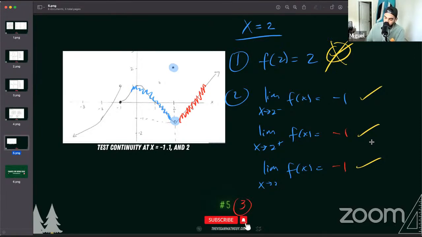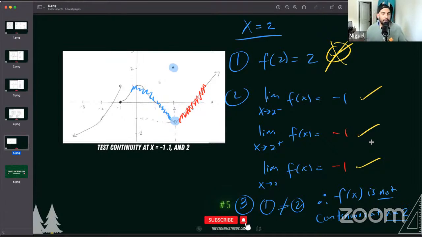So again, for step 3, step 1 does not equal step 2. Therefore, f of x is not continuous at x is equal to 2. This is exactly what you have to do. So if you're taking calculus and they're asking you whether or not a function is continuous, and usually they're going to say, go ahead and test it, this is what you're going to have to do. Okay.